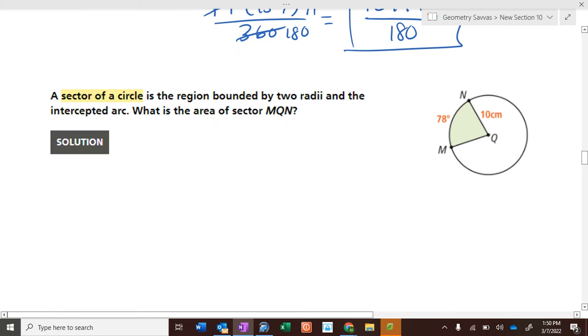A sector of a circle. That should be on your vocab sheet, right? Is the region bounded by 2 radii and the intercepted arc. How do you find the area of a whole circle? No, it's pi r squared. 2 pi r is the circumference. Area is pi r squared.